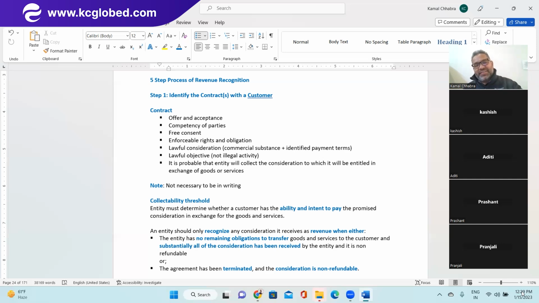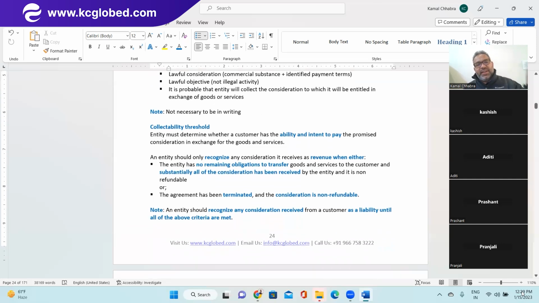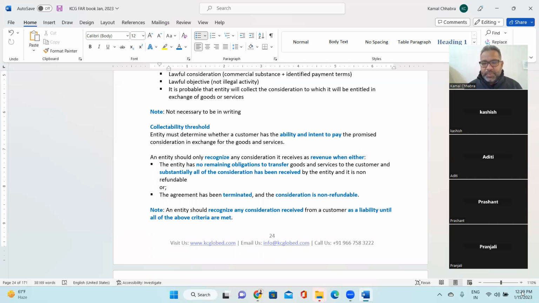Got it. Okay, so the next point here is that it is not necessary to be in writing. It can be verbal, it can be industry practice also. Like the same example we discussed earlier about KFC, McDonald's, Starbucks. There you just go and order. It's verbal, but it is binding on both. It's not necessary to be in writing all the time.